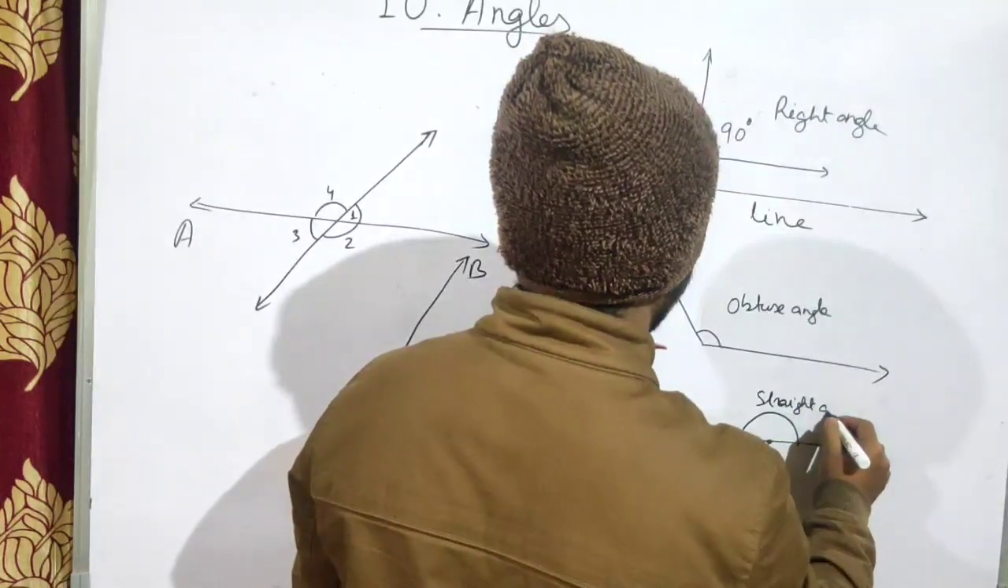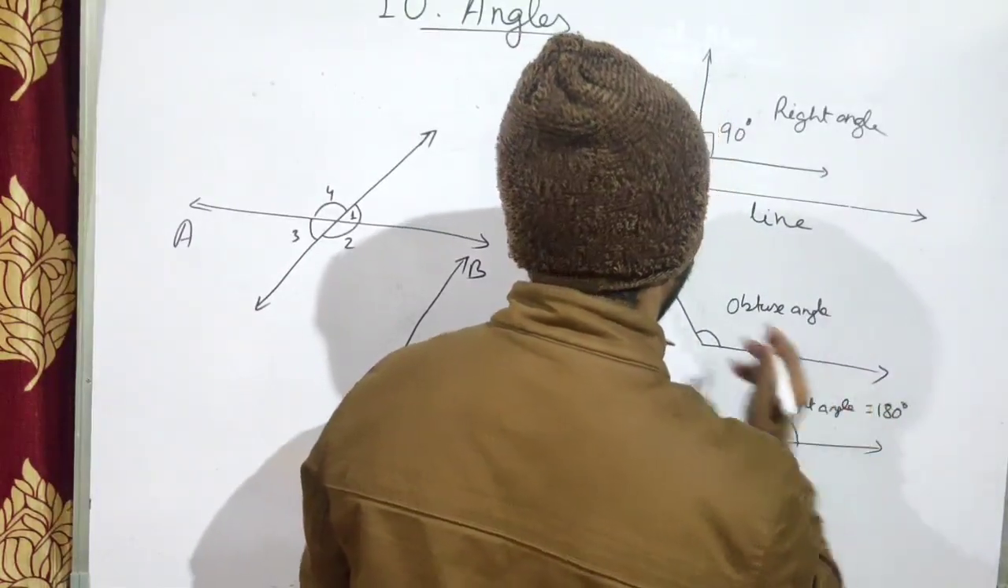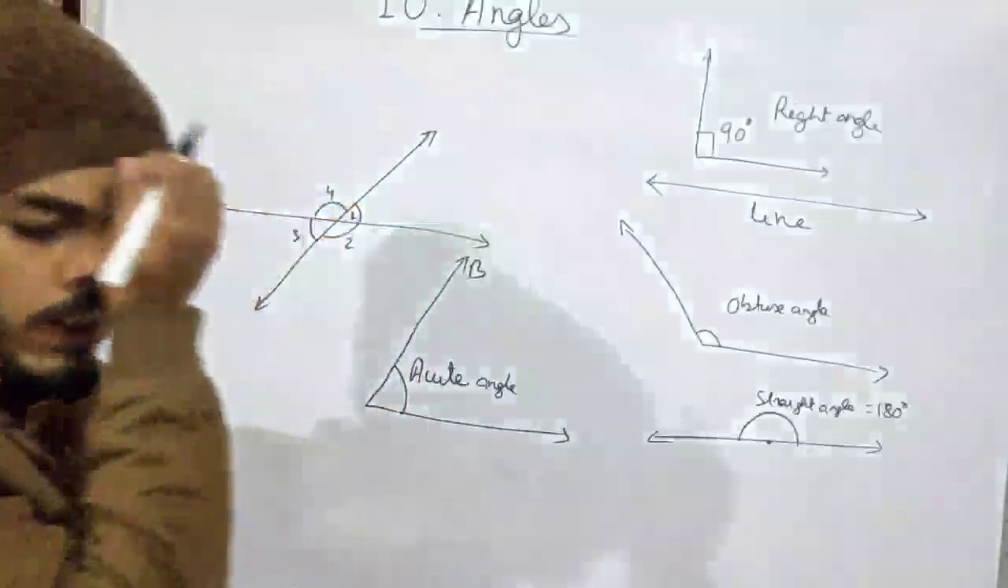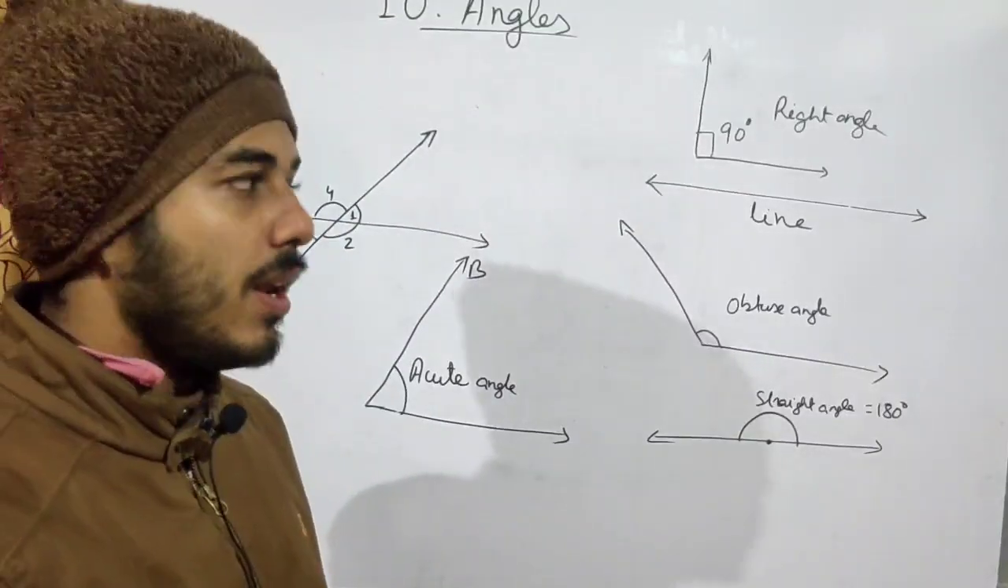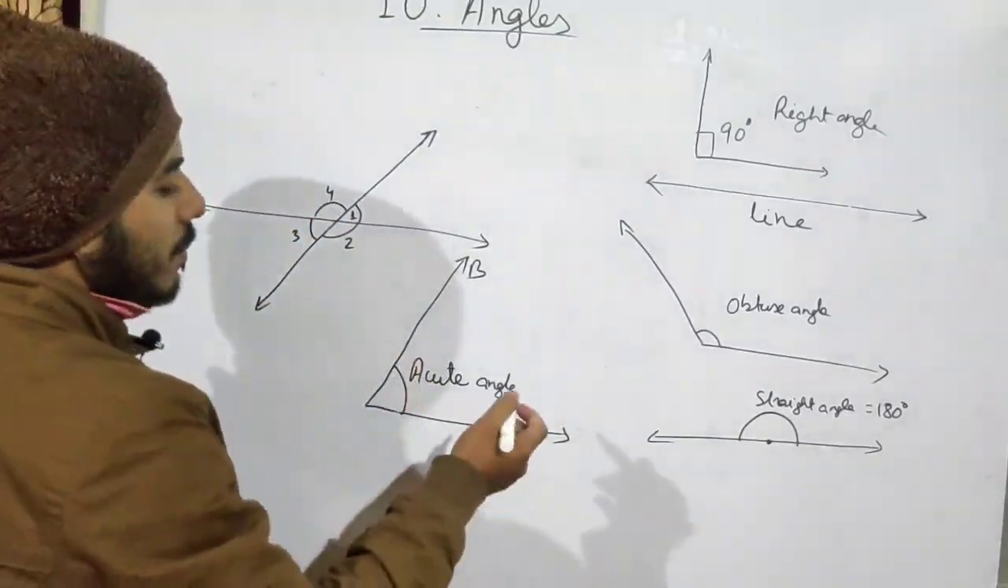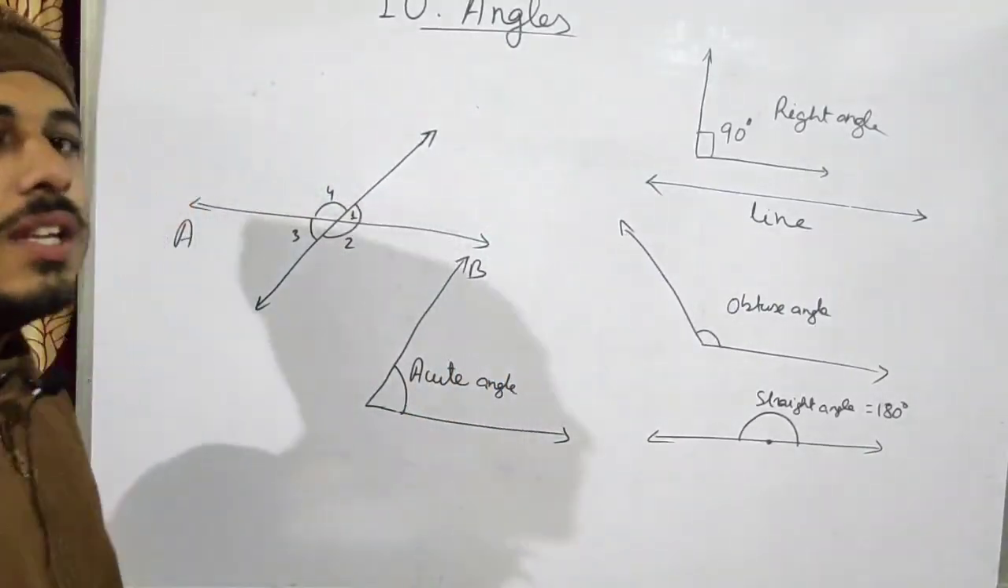Straight angle. It is exactly 180 degrees. Clear? Acute angle examples: you can say 25 degrees, 30 degrees, 70 degrees, 89 degrees, 80 degrees.